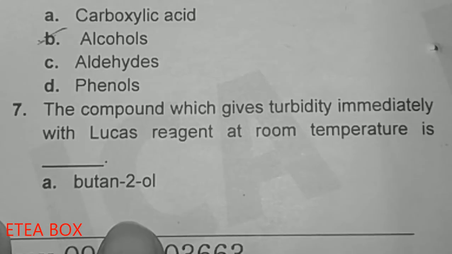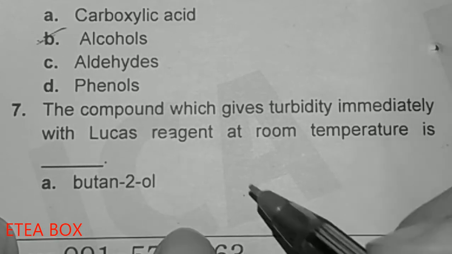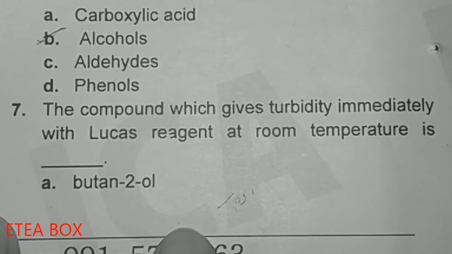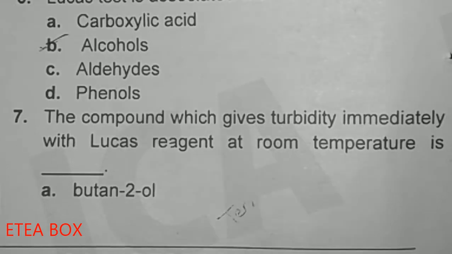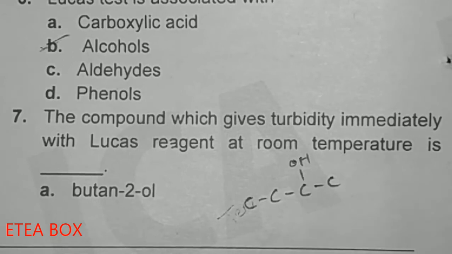The compound which gives turbidity immediately with Lucas reagent at room temperature. Turbidity means cloudiness, when the transparency is lost. We know that at room temperature tertiary alcohol reacts first, then secondary alcohol reacts, and then primary alcohol takes time. In these options, option A is butan-2-ol, which is a secondary alcohol. Its structure is like this.